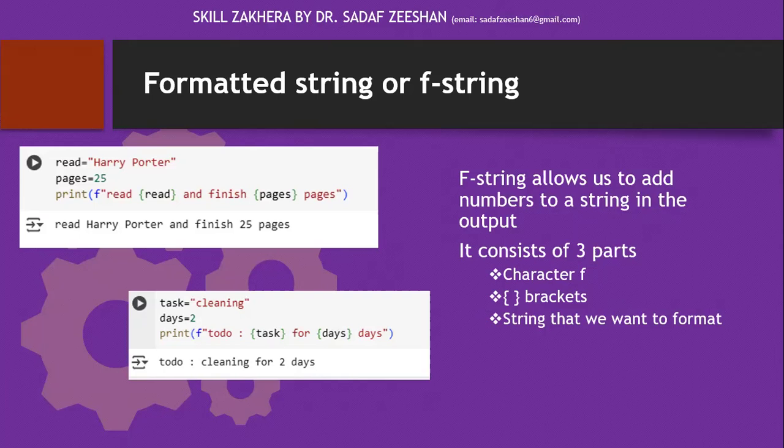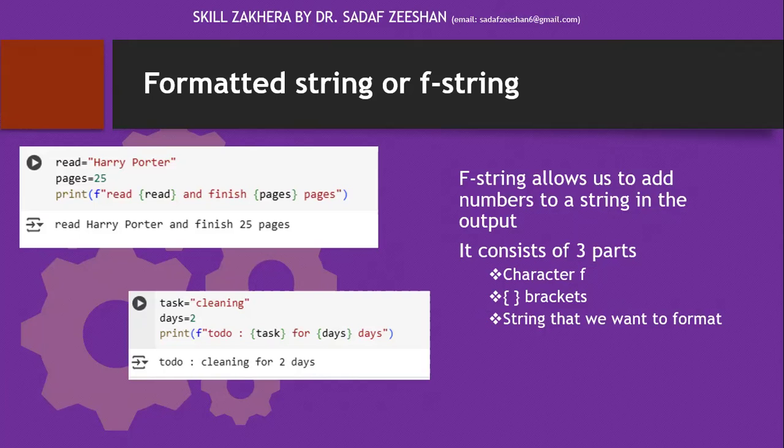It consists of 3 parts. An F string has to have an F written with it. The variables that are going to be mentioned in the print are written within the curly brackets. And we can add all of this within simple brackets as well. So let's look at another example.